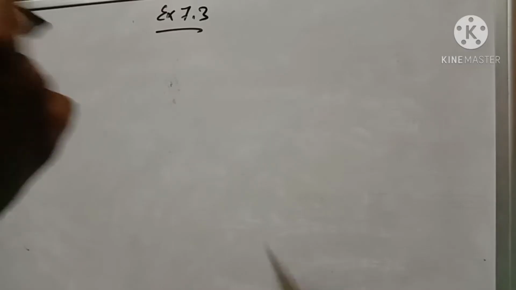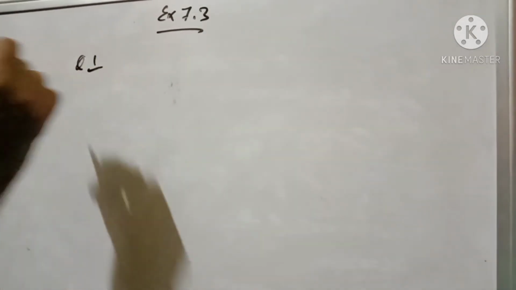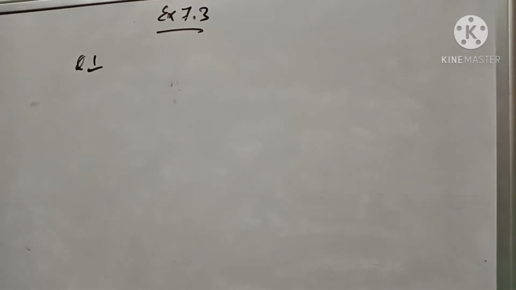We are starting exercise 7.3. This is all about your profit and loss. Question number 1, it is given, Rohan bought a calculator for rupees 760 and sold it for 874. Find the profit and profit percent.